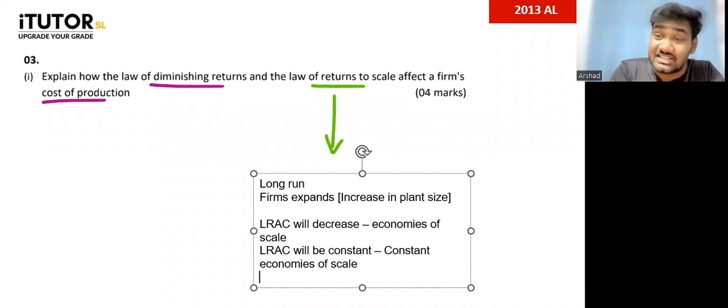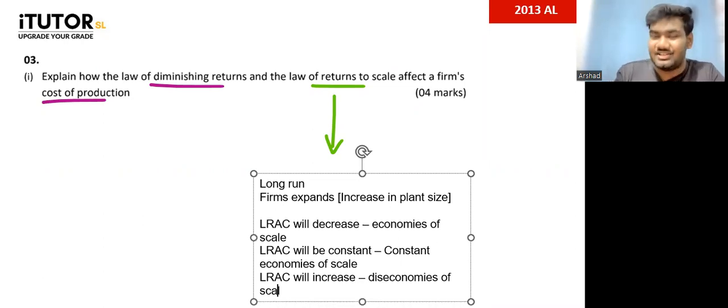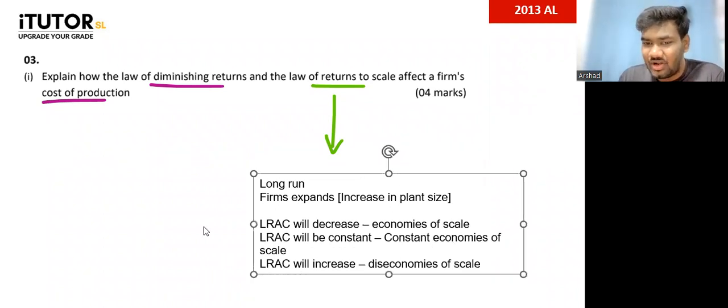Then you can say after a certain point, if you expand even more, what happens? The long run average cost will start to increase. What is this called, guys? The long run average cost starting to increase is called what? That's called diseconomies of scale. So you can talk about these scales. This is what you have to talk about when you talk about the long run.